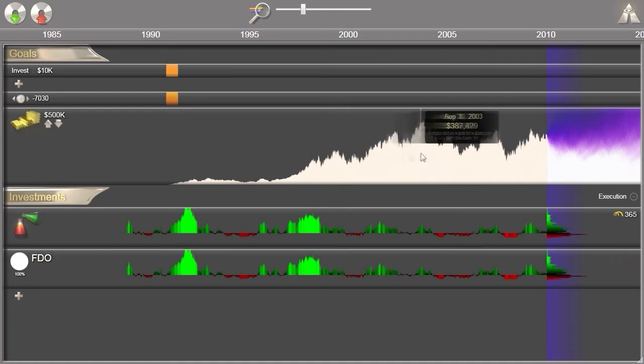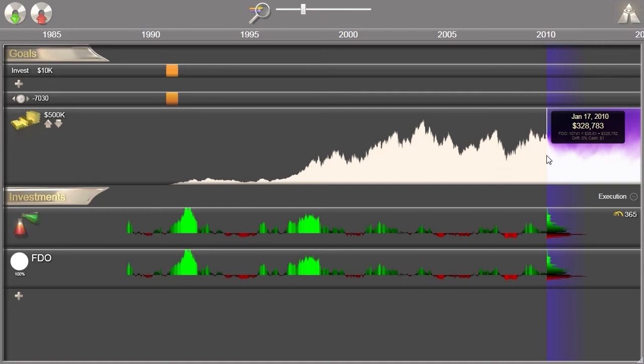Now let's change the stock to Family Dollar stores. Immediately the picture up here changed into something significantly more performant. In fact, at some point, Family Dollar stores is producing over $400,000. In the end, we're ending up with around $328,000.